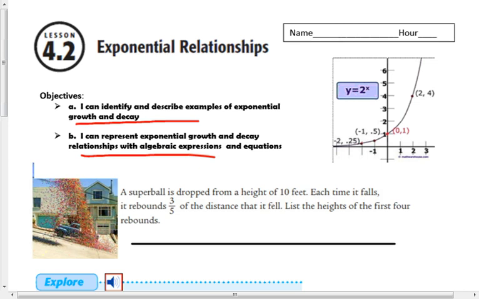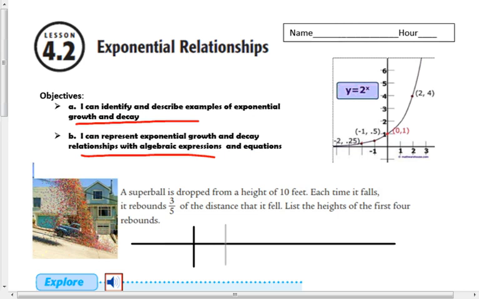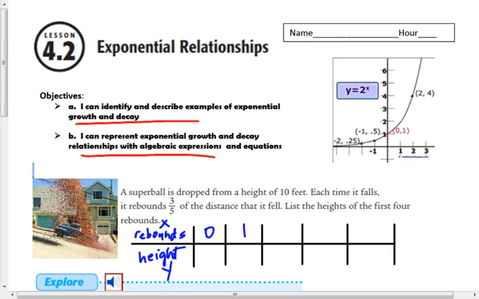So I'm going to make a table here. And I'm going to list the first 4 heights. I'm going to use a calculator too to help me here. So, all right, one of our variables is rebounds, and that's going to be our independent variable, or x. And our other variable is the height, and that's going to be our dependent variable, or y. And we're going to go up to 4 rebounds.